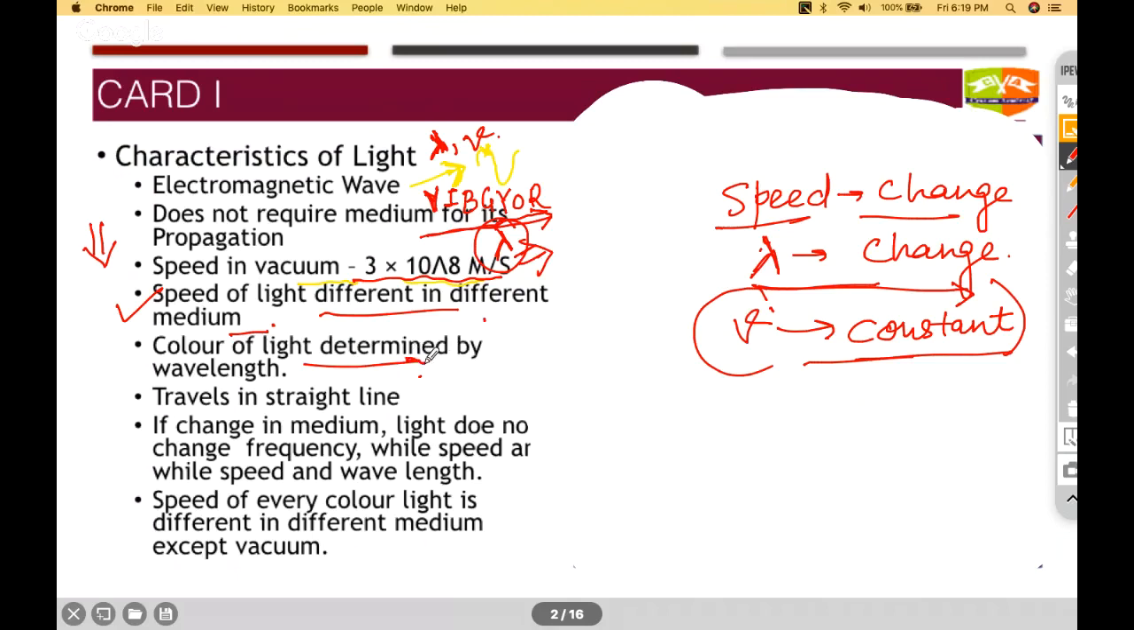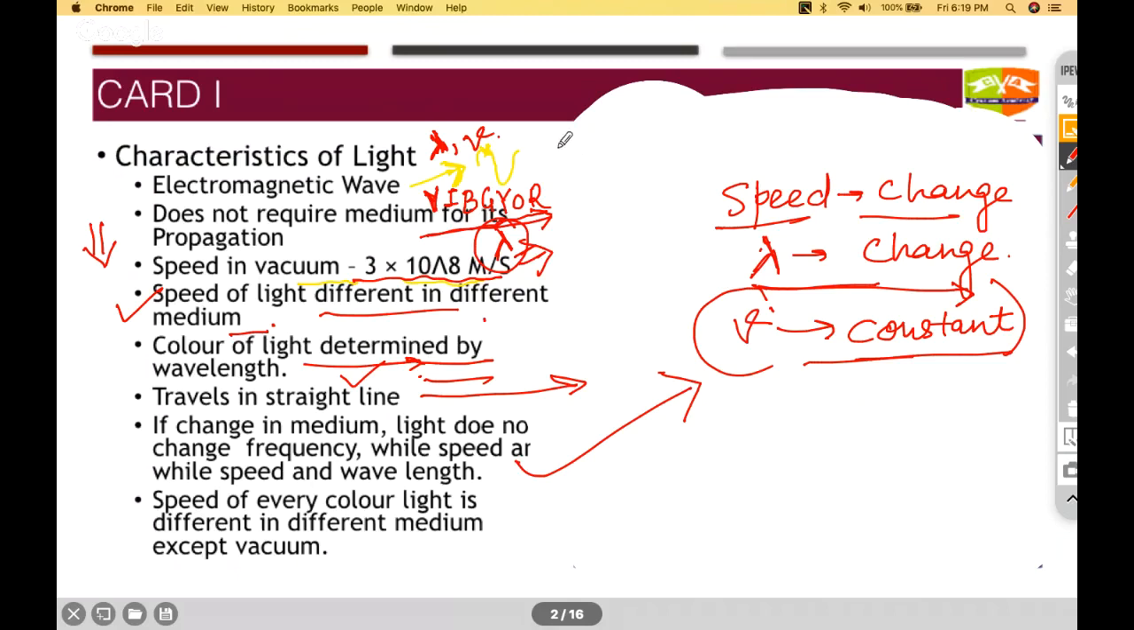Second, color of the light is determined by the wavelength. So this is one property. Light always travels in straight line. Now I have already explained these 2 points because it was required over here. So I have written here, if change in medium, light does not change frequency, while speed changes, and speed of every color of light is different in different medium except vacuum. So all these points I have already explained to you here.